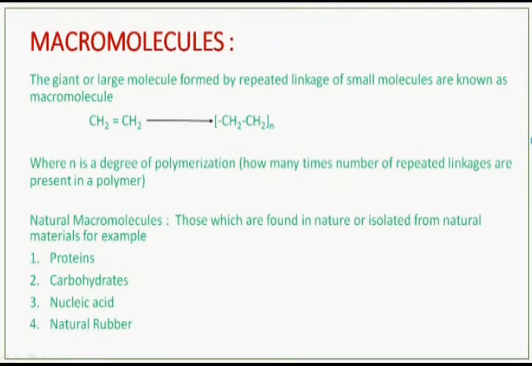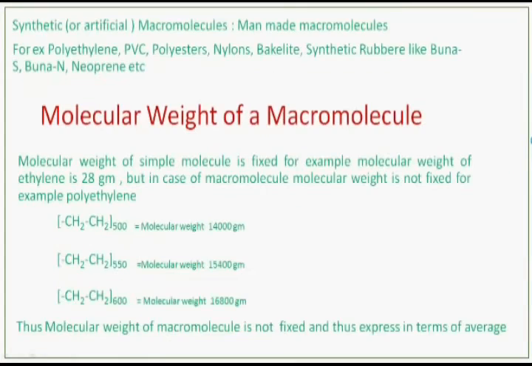Then here are the examples of synthetic macromolecules. As you know, synthetic macromolecules are also known as artificial macromolecules. These are nothing but man-made macromolecules. And examples are polyethylene, polyvinyl chloride, polyesters, nylons, bakelite, synthetic rubbers like Buna-S, Buna-N, neoprene rubber, etc.